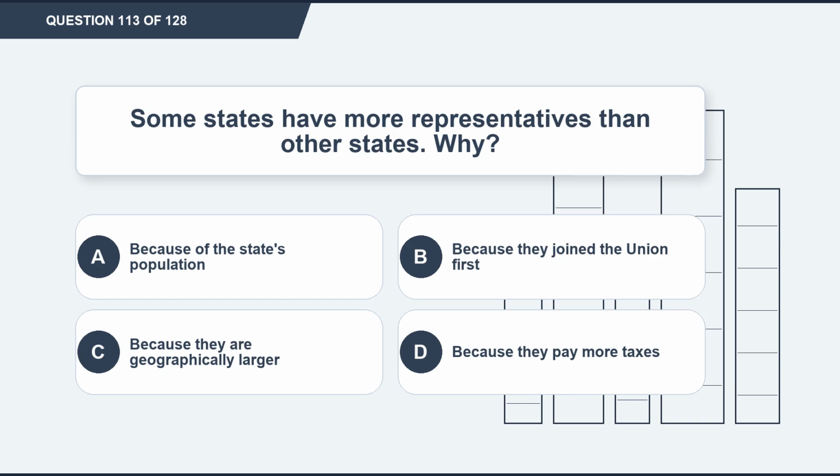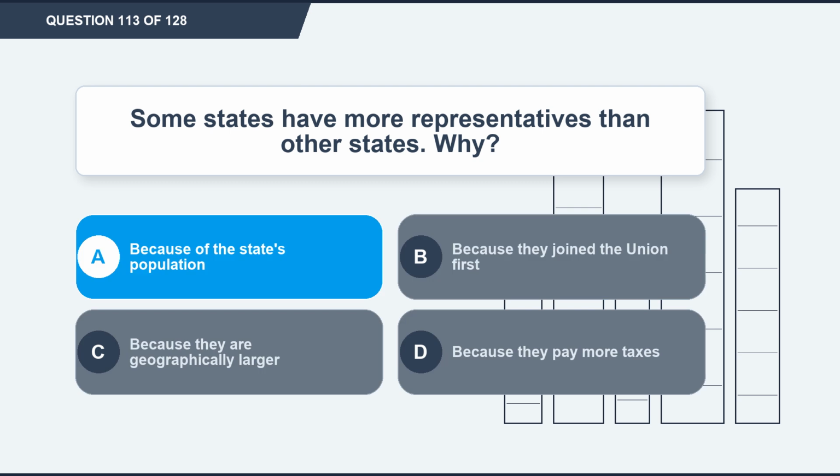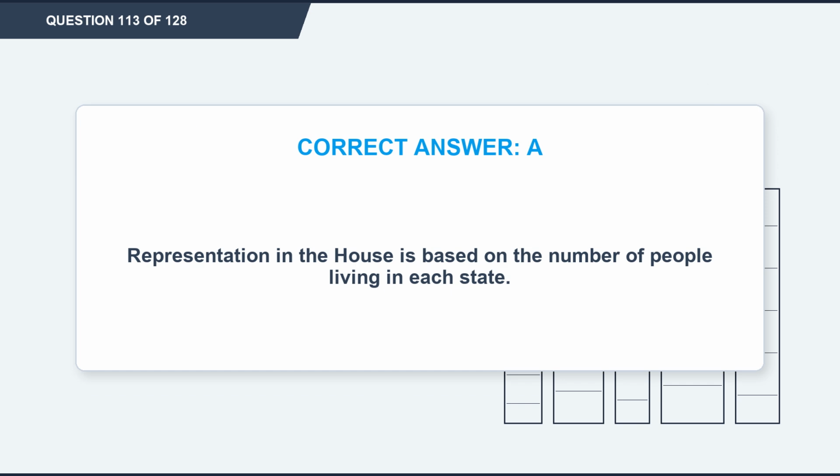Question 113. Some states have more representatives than other states. Why? Option A, because of the state's population. Option B, because they joined the Union first. Option C, because they are geographically larger. Option D, because they pay more taxes. The correct answer is option A, because of the state's population. Explanation. Representation in the House is based on the number of people living in each state.